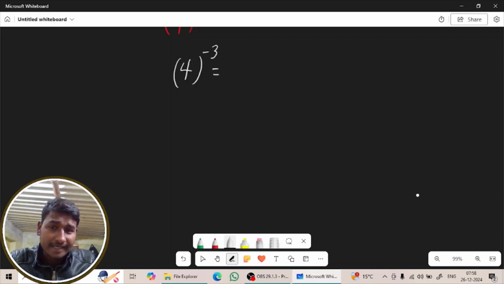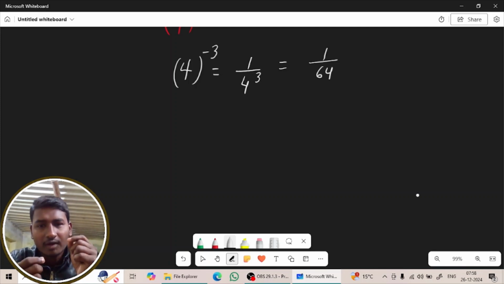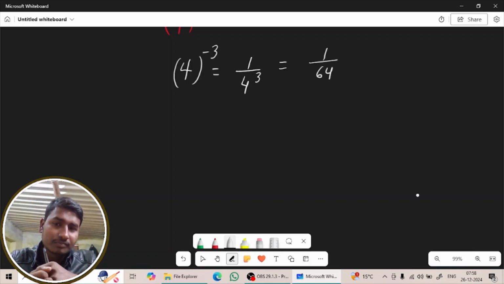Whenever you have a negative exponent, you can write it as 1 over that number, and this negative exponent will convert into a positive exponent. Now you can write 1 over 4 to the power 3. That means 4 times 4 times 4, which will give you 64. Now we can say whenever we have a negative exponent, we can flip that number and the power will become positive. Got it?